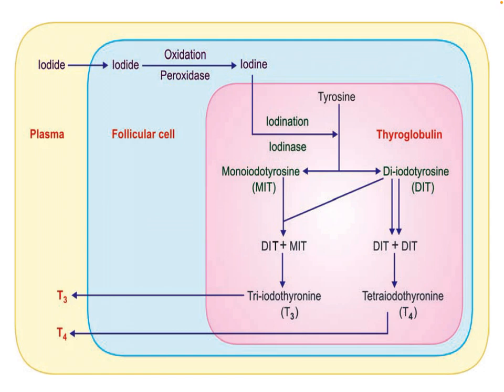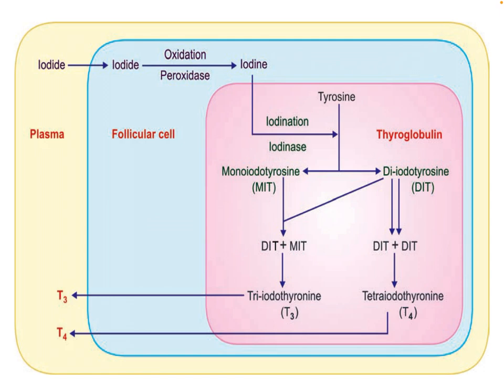The second step is iodide trapping. Iodide is actively transported from the blood into follicular cells. This process is called iodide trapping. Iodide is transported into follicular cells along with sodium by the sodium iodide symport pump, which is also called the iodide pump.